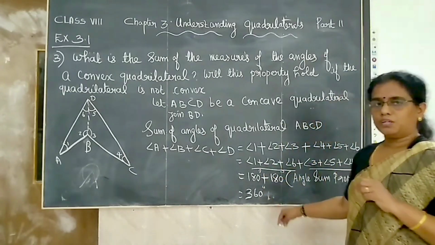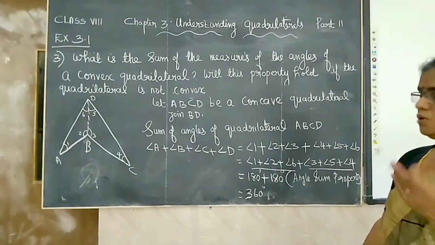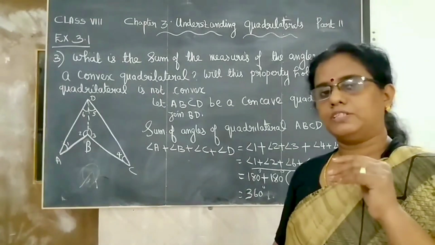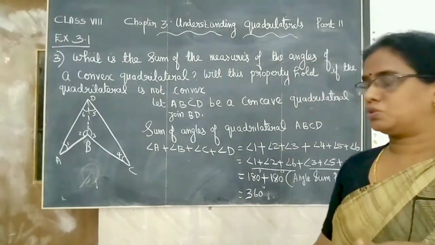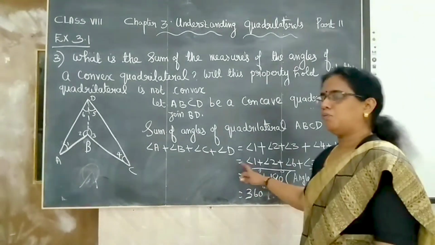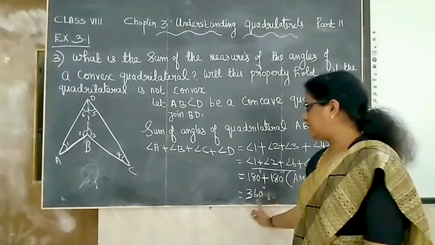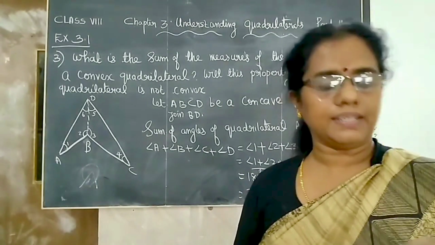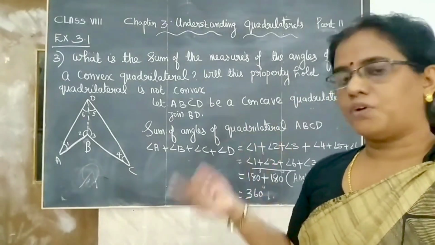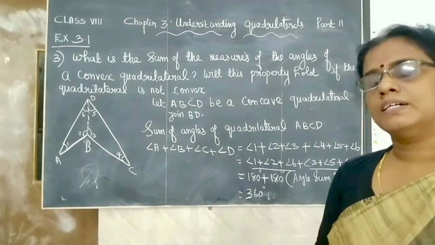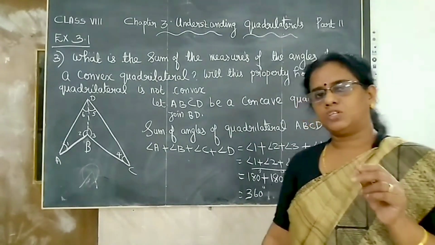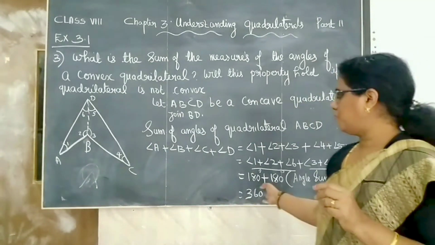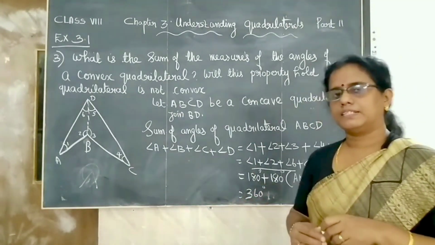So in the case of a convex quadrilateral, the sum of all four angles is 360 degrees. In the case of a concave quadrilateral also, the sum of the four angles is 360 degrees.